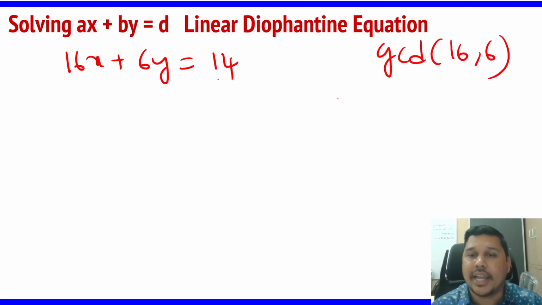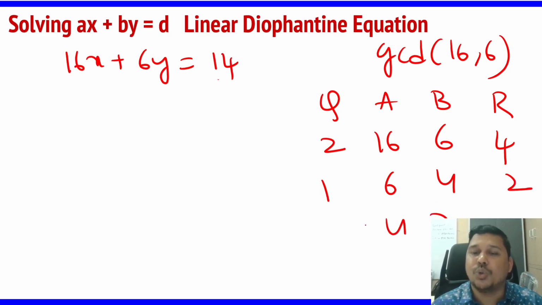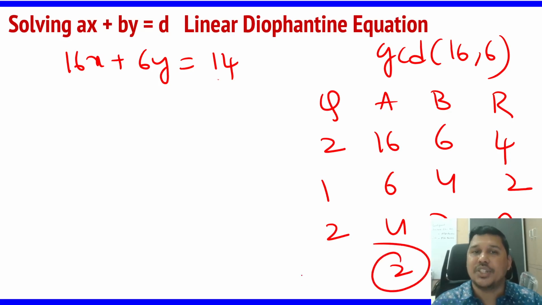So how will I calculate again? Q, A, B and R. So 16 here, 6 here. 6 2s are 12, remainder is 4. 6 comes here, 4. So 4 1s, remainder is 2. 4 comes here, 2. 2 2s, remainder is 0. Shift them, 2 and 0. Therefore, 2 is the GCD.